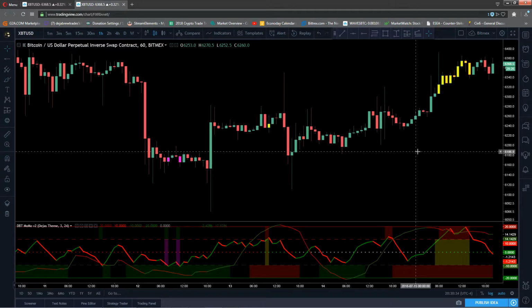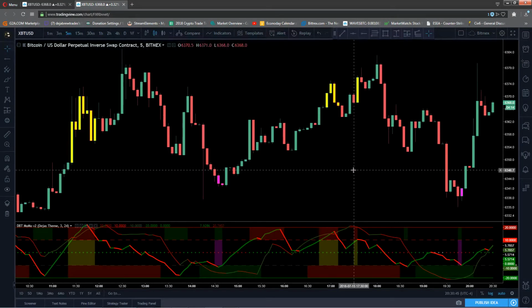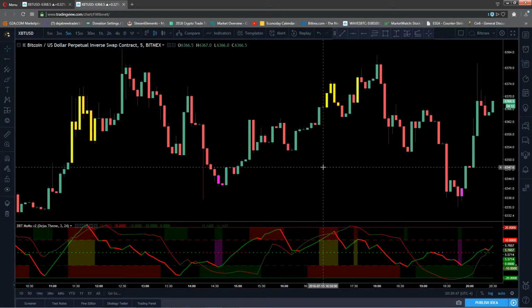So if you're looking at a 1 hour, you want to be playing kind of a midterm trade. You don't want to be looking for just scalps. You want to be playing kind of a longer term trading pattern. If you're looking at a short term, like a 5 minute, then you want to be playing quicker moves.